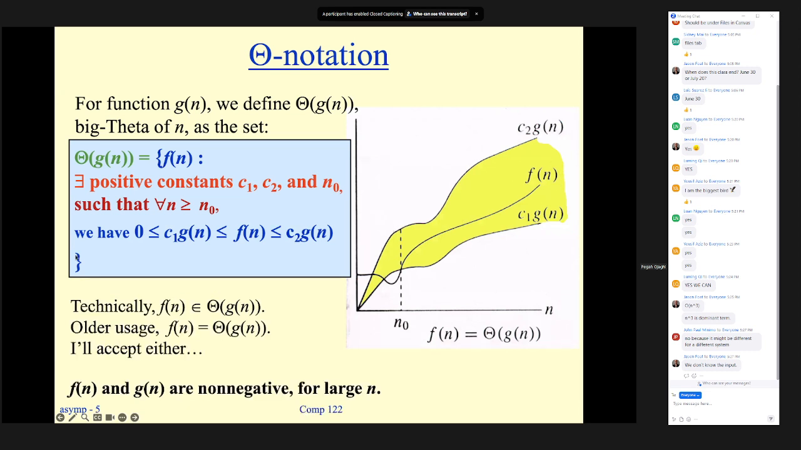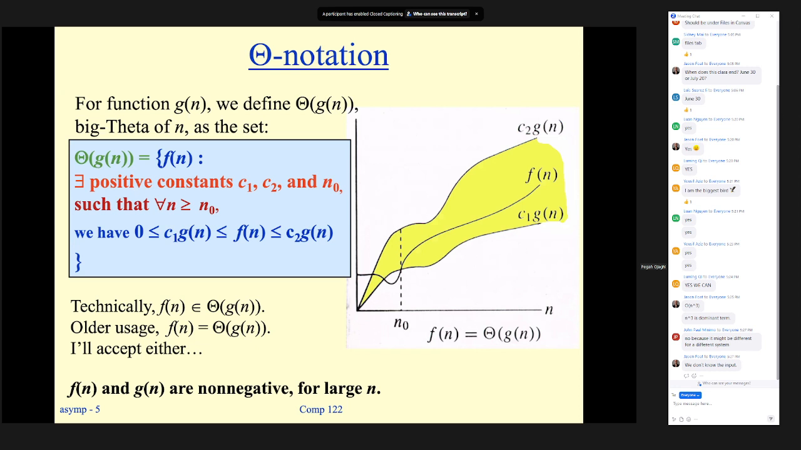It means that f of n belongs to this set, this yellow set, because it's going to be inside that yellow set. Instead of saying technically that f of n is inside this bound, we use f of n equals theta of g of n. It doesn't mean it's equal. It means it's going to be inside that bound. But we accept it either way. We say theta of f of n is a subset of theta of g of n, or you can say that it's equal.